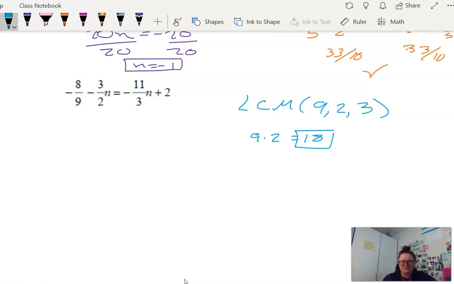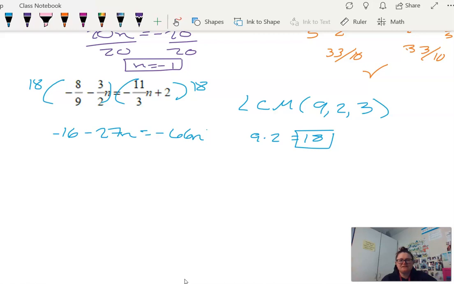So now we're going to multiply both sides of the equation by 18. Okay? 18 divided by 9 is 2 times 8. No, 2 times 8 is 16. And remember, I'm doing 18 divided by 2, that gives me 9 times 3 is 27. Minus 27. Now I have 18 times 11 thirds. So think of that like 18 divided by 3 is 6, so times 11 is 66. So it's negative 66n. And then 2 times 18, just checking in my calculator, I don't want to do this wrong on a video, is 36.